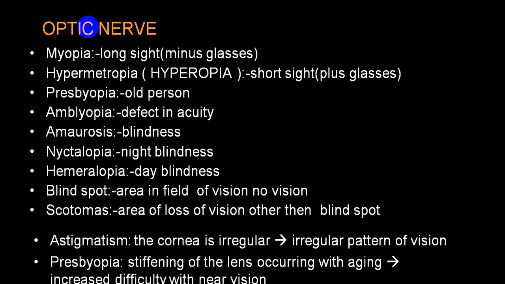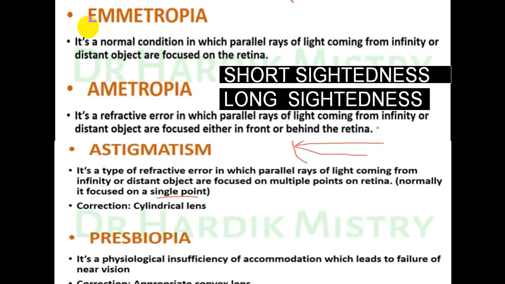Astigmatism is a condition of the cornea. If the cornea is irregular, there will be an irregular pattern of vision, and that is called astigmatism. And we have already mentioned presbyopia. It is because of the stiffening of the lens, which occurs in the old age person, and it creates difficulty in near vision as well as a little difficulty in distant vision also, and that is called presbyopia.